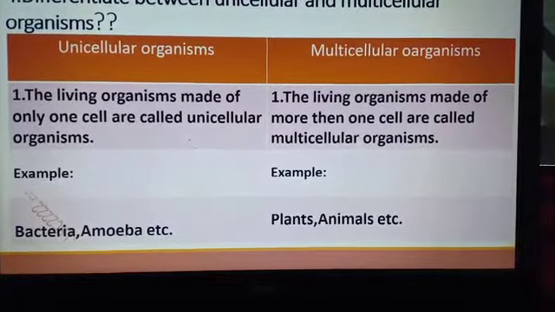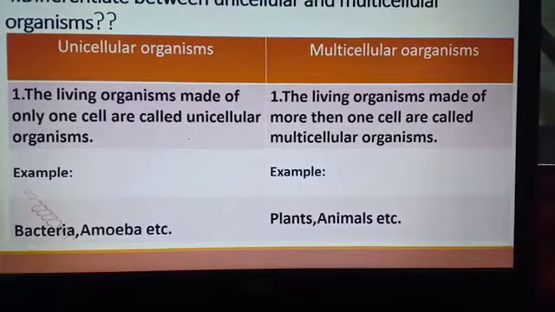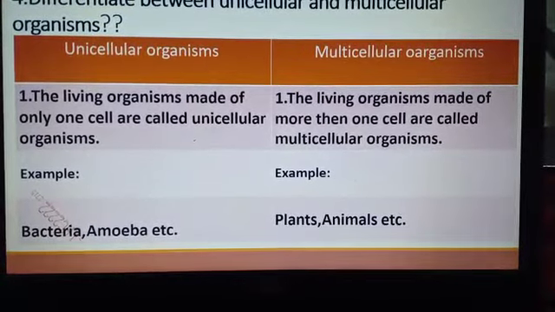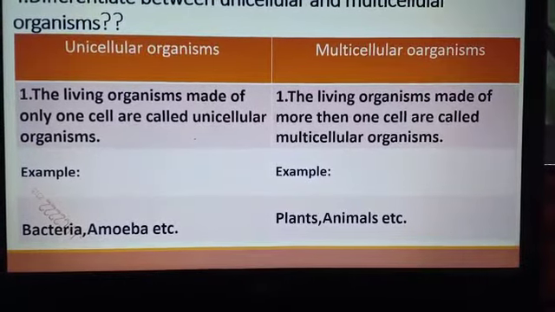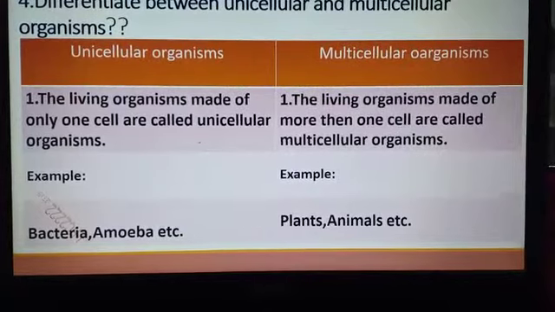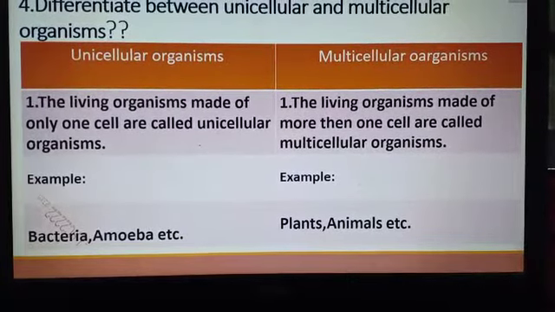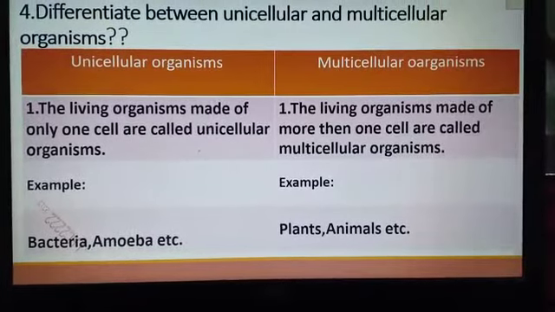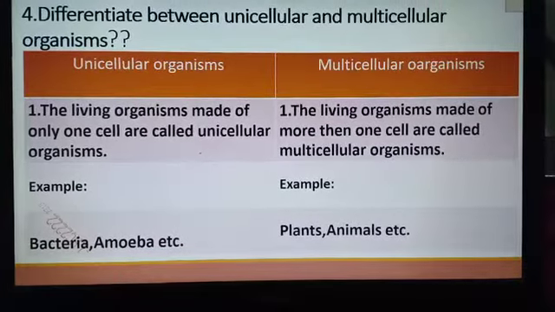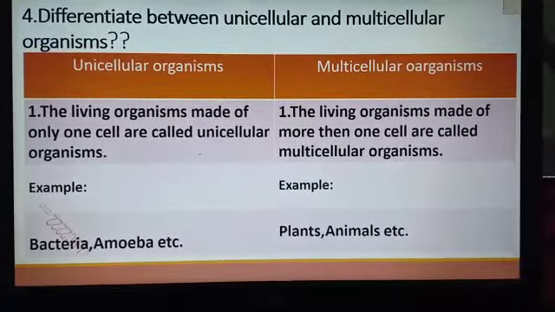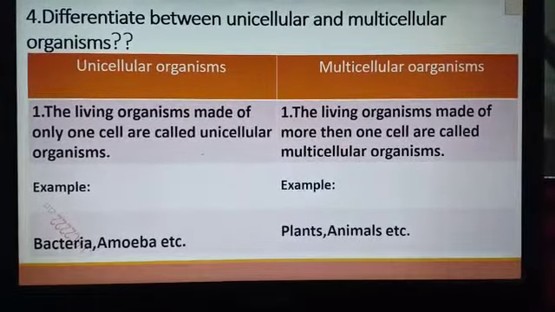In the second column, multicellular organisms. As the name shows, multi means many. So the living organisms made of more than one cell are called multicellular organisms. Examples are plants, animals, etc. So plants and animals are the living organisms that are made of different cells, multi-cells.